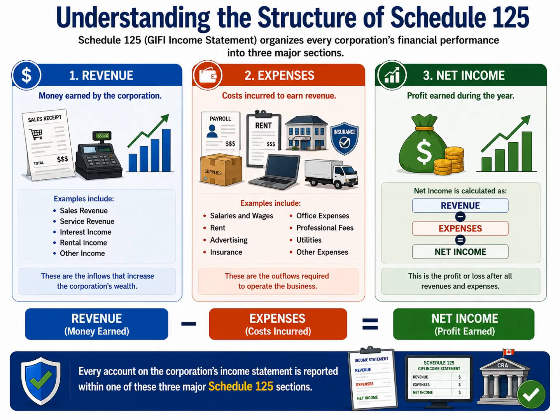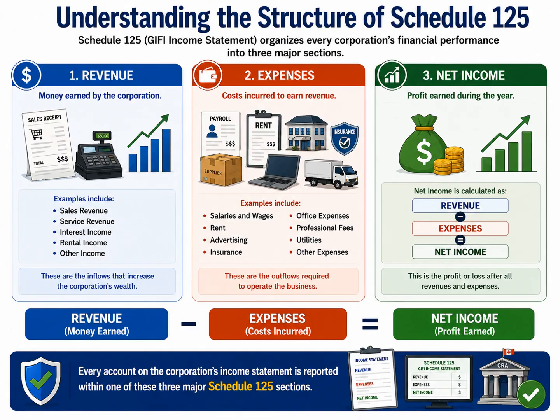Every income statement tells the story of a corporation's financial performance during the year. It shows how much money the business earned, how much it spent to operate, and whether it ultimately made a profit or incurred a loss. Schedule 125 follows this same structure by organizing every income statement account into three major sections: revenue, expenses, and net income. The first section is revenue.